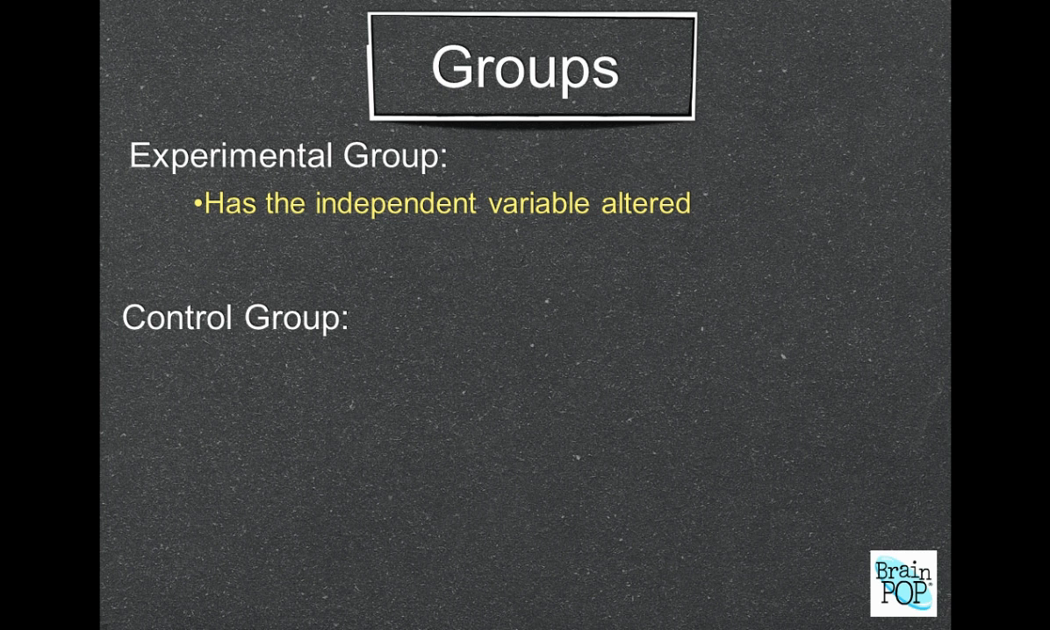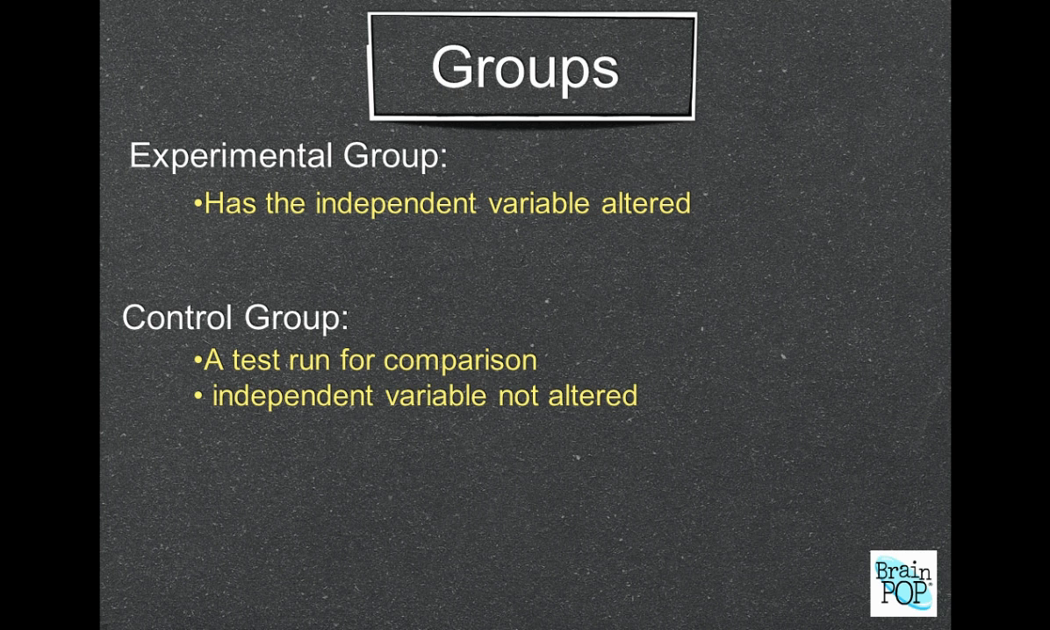The experimental group is the group where you change the independent variable. You alter it. You gave them more vitamin C, or you change the color of the light. And then you have the control group. The control group is the group you use as a comparison, kind of like a baseline. You could think about it as the control group, you just sort of treat it normally. You don't alter the independent variable.